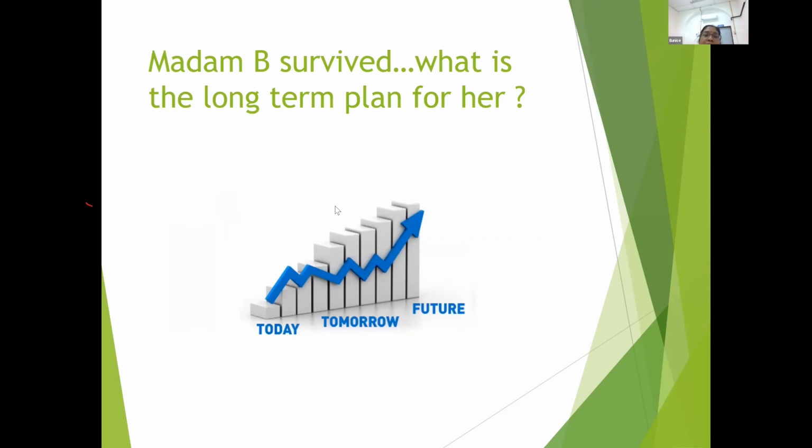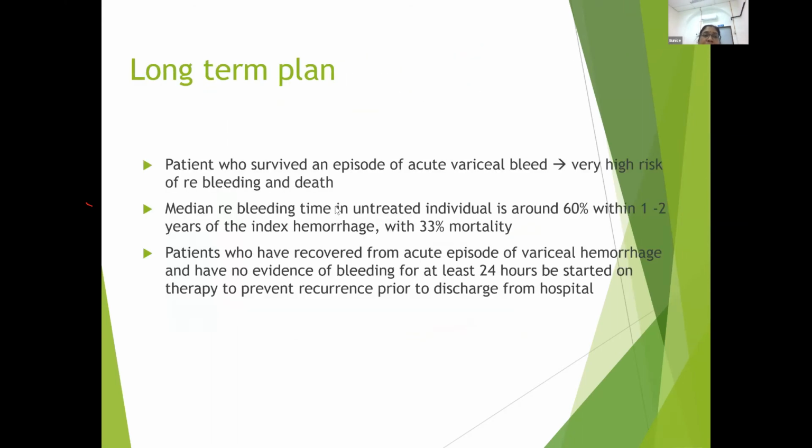Okay, what is the long-term plan for Madam B? A patient who survived an episode of acute variceal bleed has a very high risk of rebleeding and also death. The median rebleeding rate in untreated individuals is around 60% within 1 to 2 years of the index hemorrhage, with 33% mortality. Patients who have recovered from an acute episode of variceal hemorrhage and have no evidence of bleeding for at least 24 hours are started on therapy to prevent recurrence prior to discharge from the hospital.